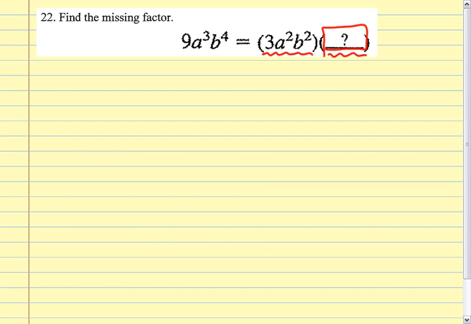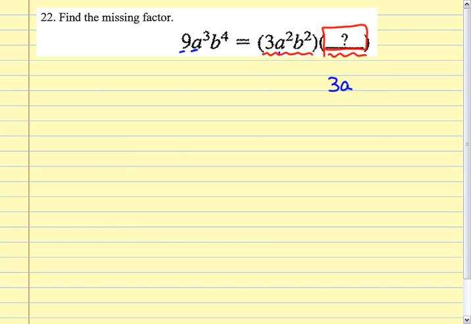Well, first we look at 9. Yep. Then you look at 3. And so 3 times 3 equals 9, so you just write 3. All right, so I know I need 3 because 3 times 3 will give me 9. Then you look at a cubed, and then you look back at a squared. You have to decide a squared times what equals a cubed, which would be a, so you write a next to 3. Perfect. Now we're done with the a's.